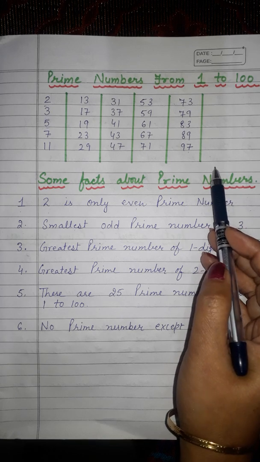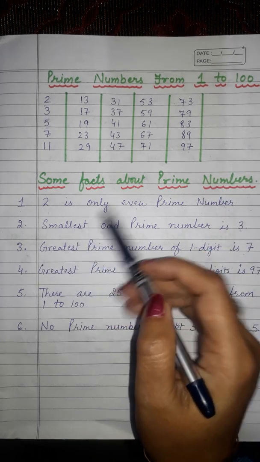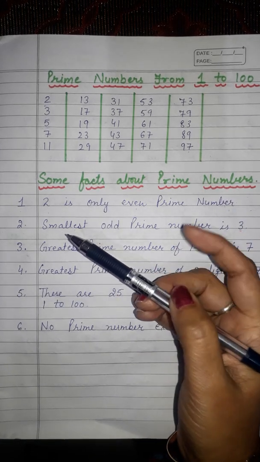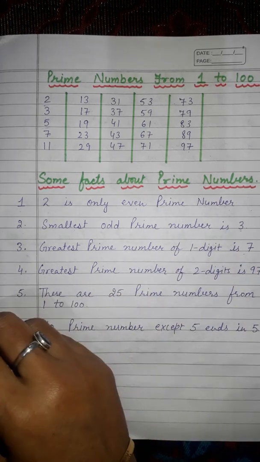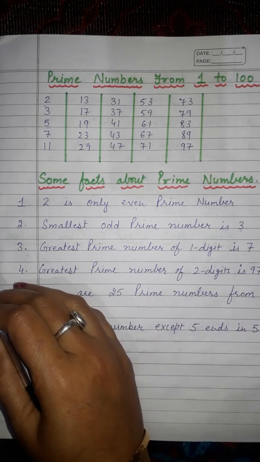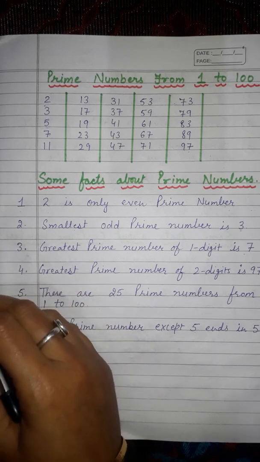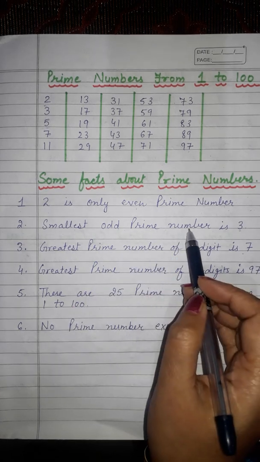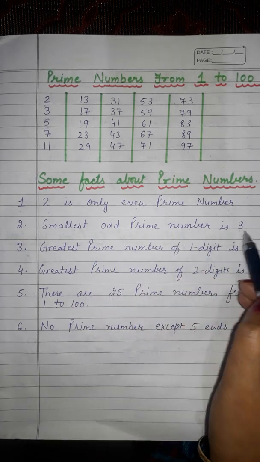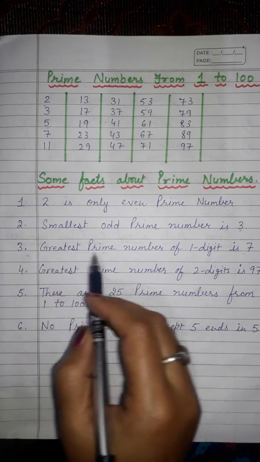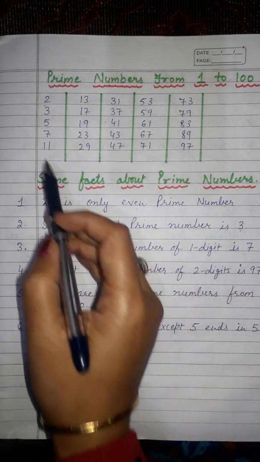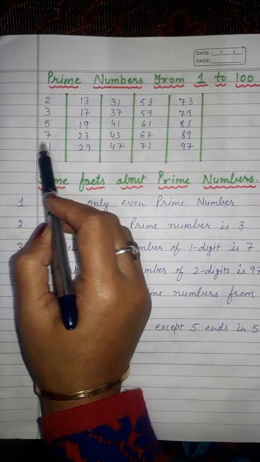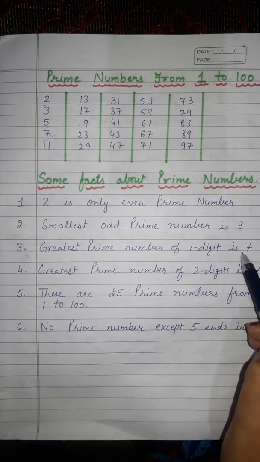The numbers which have only two factors are prime, and the numbers which have more than two factors are composite. And 1 is the number which has only one factor. So 1 is neither prime nor composite. ना तो वो prime है और ना ही वो composite है. So the smallest odd prime number is not 1, it will be 3. Okay. Next, the greatest prime number of one digit. The one digit prime numbers are 2, 3, 5 and 7, and the greatest one digit prime number is 7.